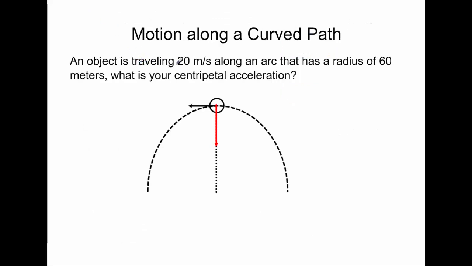Example: I have an object traveling 20 meters a second along an arc that has a radius of 60 meters. What is your centripetal acceleration? So the centripetal acceleration would equal the velocity, which would be 20 meters per second, squared. We will square that and divide that by 60 meters. I'll do that real quick. So I take 20 squared.